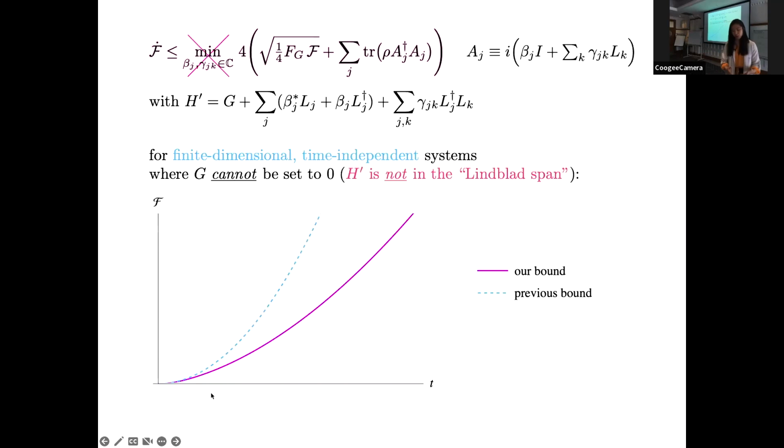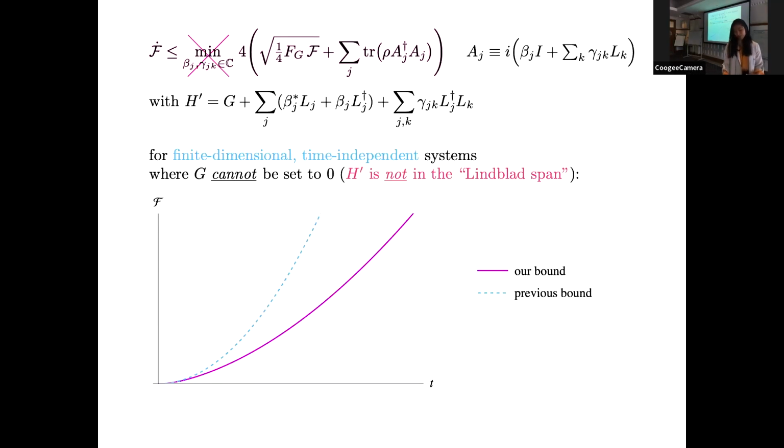So similar to the previous case, where H primed was in the Lindblad span, we get this bound by tuning the betas and gammas such that G is large at large times, and then gets smaller as the QFI F increases. But unlike in the previous case, where we could set G equals 0, so that we just have the second term at large times, here we can't set G equals 0. So the first term in the bound will always be there, which is why the large time behavior is still quadratic to leading order.